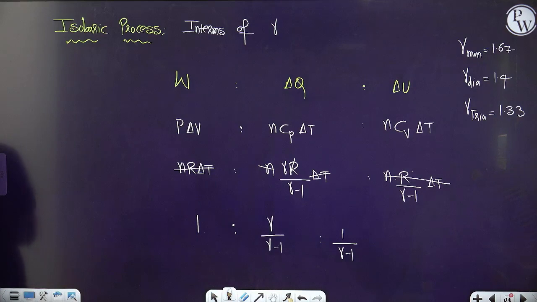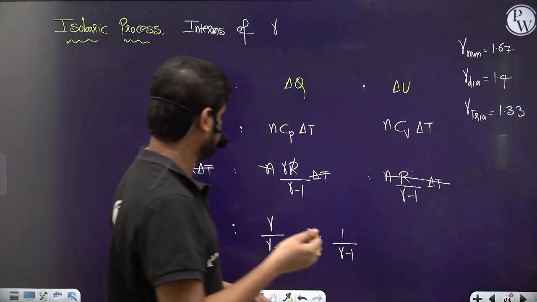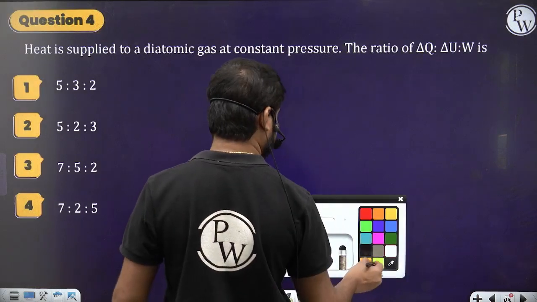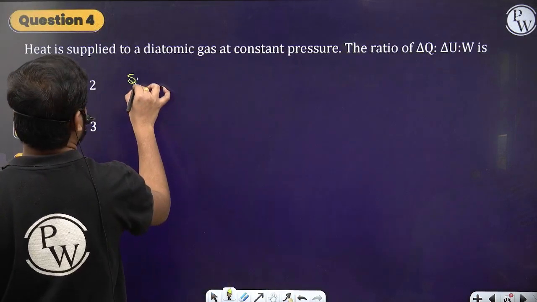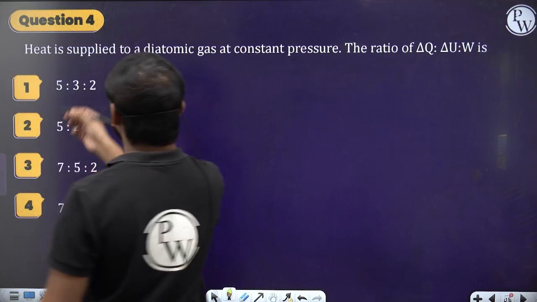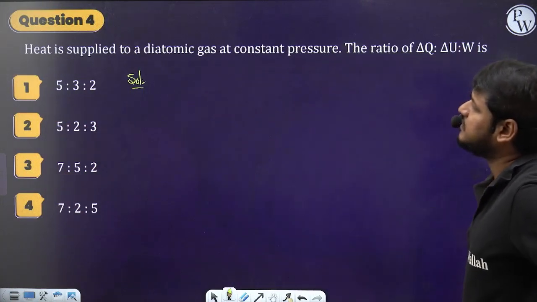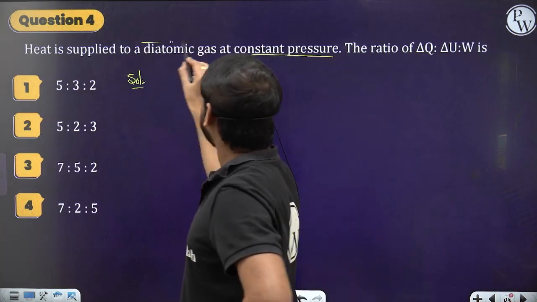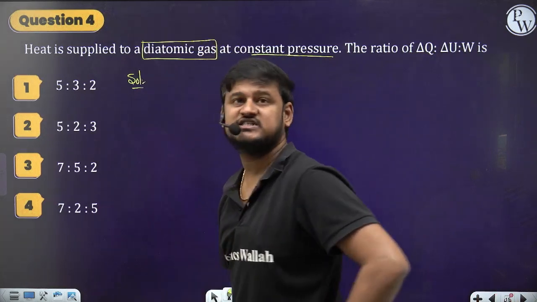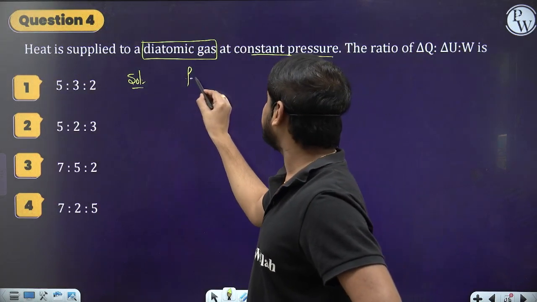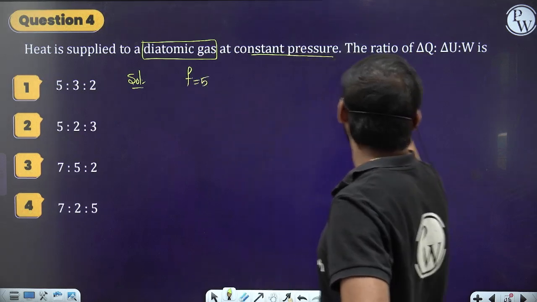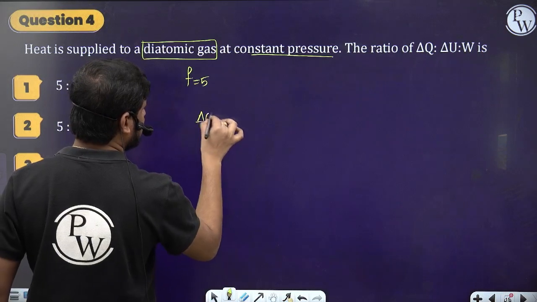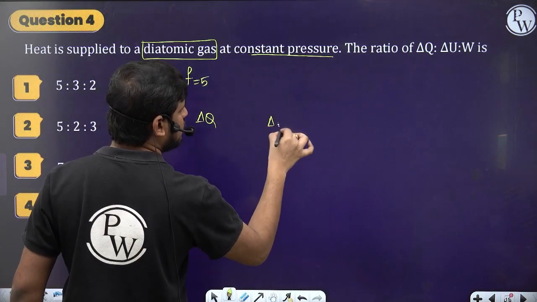So can you guys solve the questions now? This question you can solve easily. It is the same as the question I gave as homework. Heat is supplied to a diatomic gas at constant pressure. For which gas? For the diatomic gas. F is equal to what? For the diatomic gas, F is equal to 5. Then the ratio of delta Q to delta U to W.